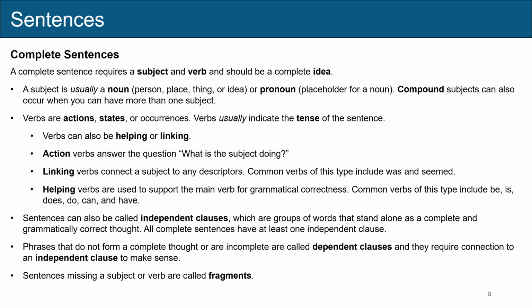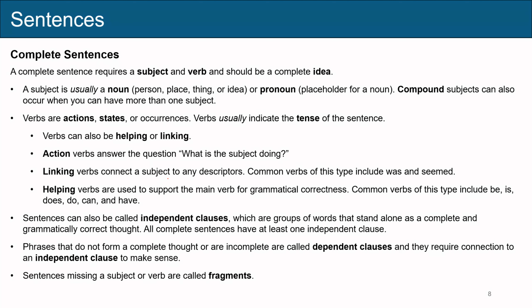You can also have compound subjects, where two people, for example, are the subject of a sentence, or you might even have a list of things which become the subject of a sentence. Your verbs are those actions, states, or occurrences, and verbs are where we see tense the most often. And then there's a lot of subcategories of verbs. So you can have verbs that are there to help or to link things.